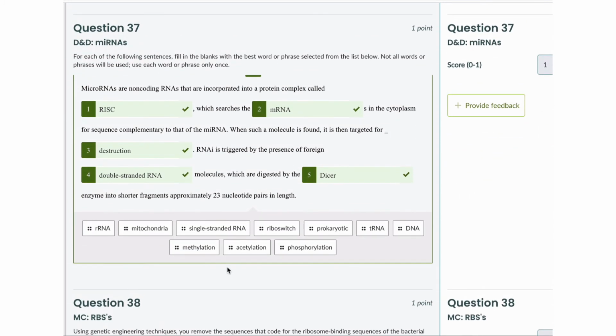Again, drag and drop the correct answer from these options. MicroRNAs are non-coding RNAs that are incorporated into a protein complex called RISC, which searches the mRNA in the cytoplasm for sequence complementarity to that of the microRNA. When such a molecule is found, it is then targeted for destruction. RNAi is triggered by the presence of foreign double-stranded RNA, which is digested by the dicer enzyme into shorter fragments, approximately 23 nucleotide pairs in length.